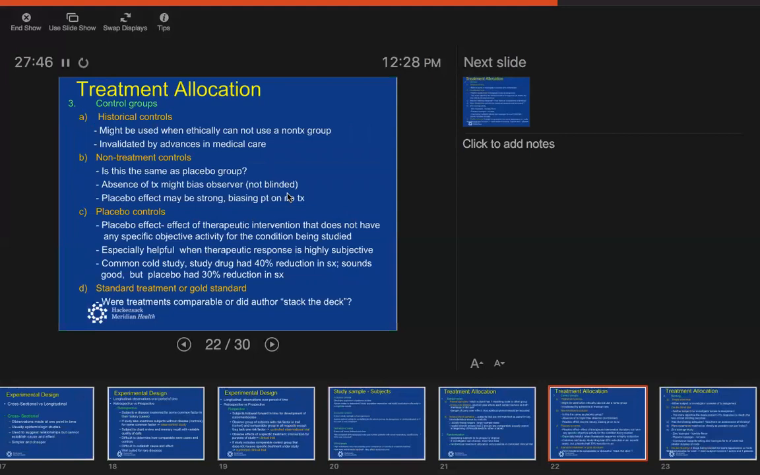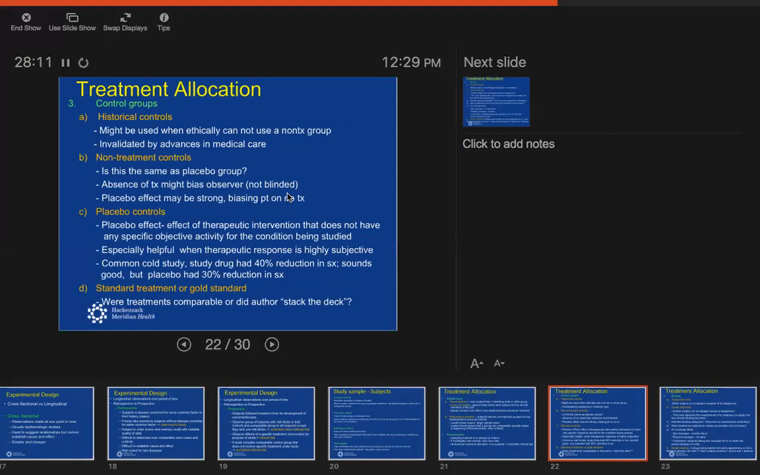So we also want to look at what the control group was. There should be a control group in a randomized controlled trial. And you may read that the controls are historical controls. Historical controls might be used when ethically you can't have a non-treatment group. But this is invalidated by advances in medical care.